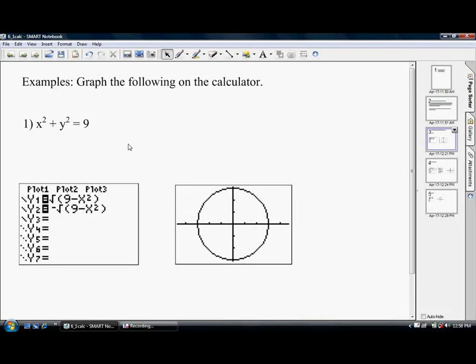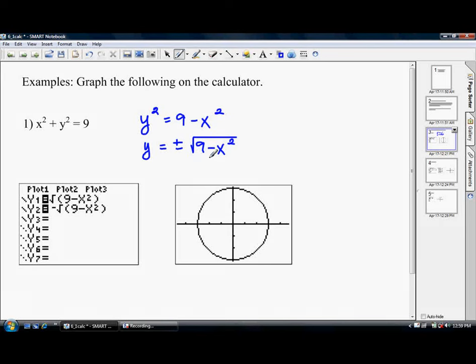So let's look at an example of x squared plus y squared is equal to 9. To enter this on the calculator, I would have to, by hand, solve for y. So I would first start by saying y squared is equal to 9 minus x squared. Now to remove the square, I'm going to have to say y is equal to plus or minus the square root of 9 minus x squared.